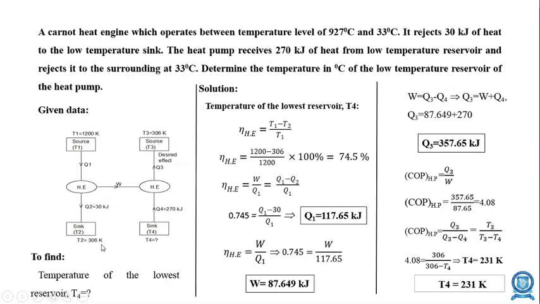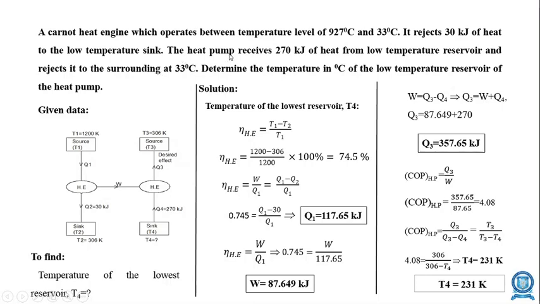It rejects 30 kilojoules of heat to the low temperature sink. Here the heat supplied is not given, but the heat rejected Q2 is given as 30 kilojoules. Therefore, I have represented Q2 equal to 30 kilojoules, the heat rejected.